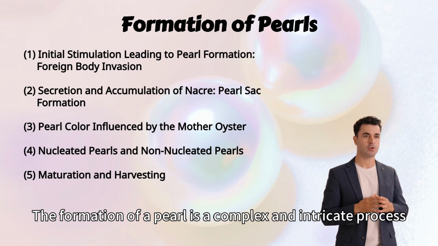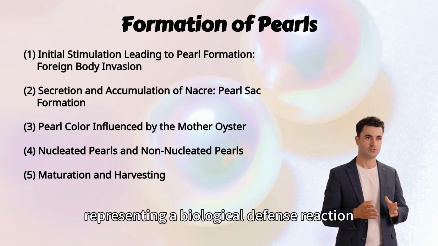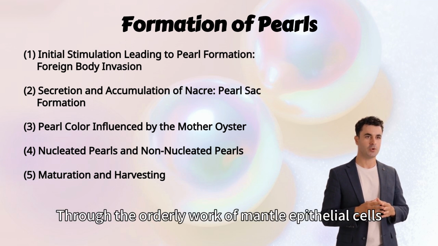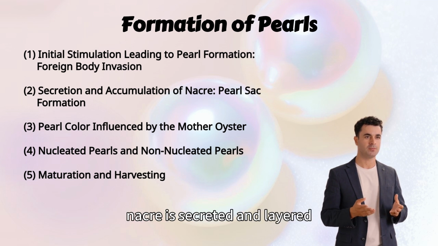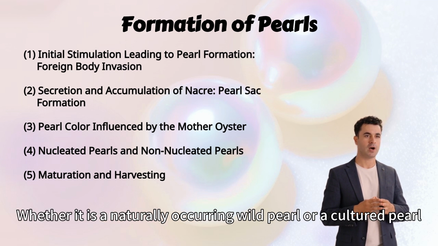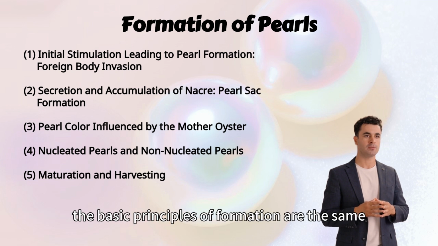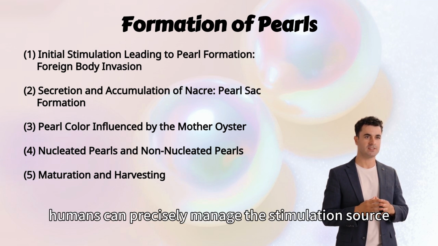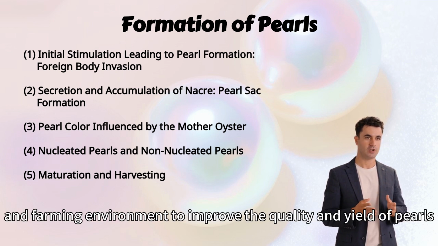The formation of a pearl is a complex and intricate process, representing a biological defense reaction by mollusks to external stimuli. Through the orderly work of mantle epithelial cells, nacre is secreted and layered, eventually creating these precious gems. Whether it is a naturally occurring wild pearl or a cultured pearl, the basic principles of formation are the same. However, under controlled conditions, humans can precisely manage the stimulation source and farming environment to improve the quality and yield of pearls.